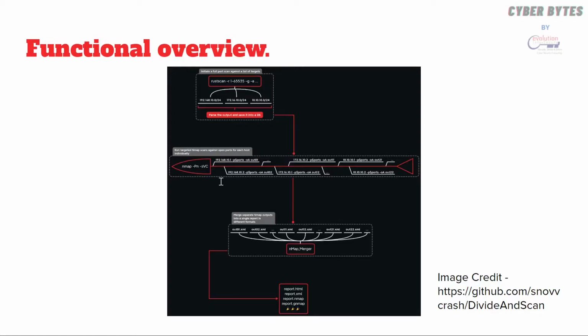That's the first step. In the second step, Nmap scans are fired against the individual hosts that have been discovered in the previous stage, with Nmap outputs for each and every host that has been scanned. In the final stage, the tool Nmap Merger comes into play and combines the individual reports created by the Nmap scans into a single report in multiple formats like HTML, XML, Gnmap, and Nmap formats.